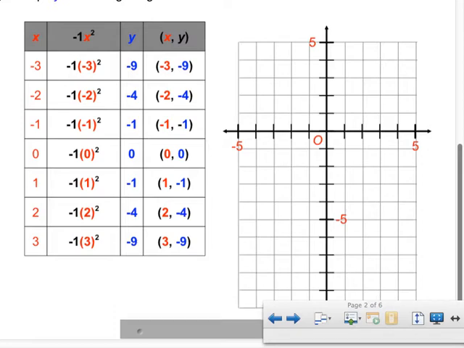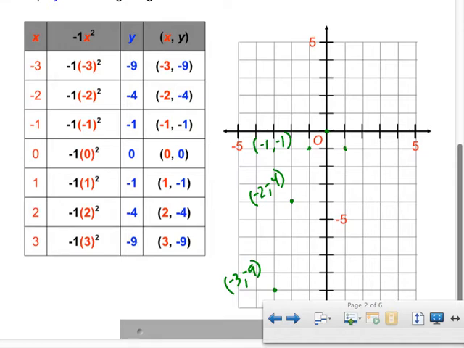Okay, so really quickly, let's go ahead and graph this. And at -3, we see we are at -9. So this is -3, -9. Okay, and then at -2, we're at -4. So here we go. Okay, and then at -1, we're at -1. All right, and at 0, we're at the origin.